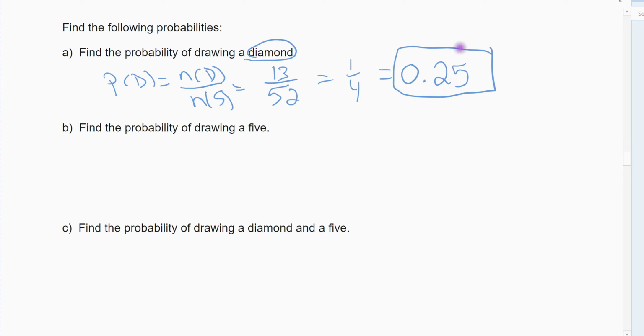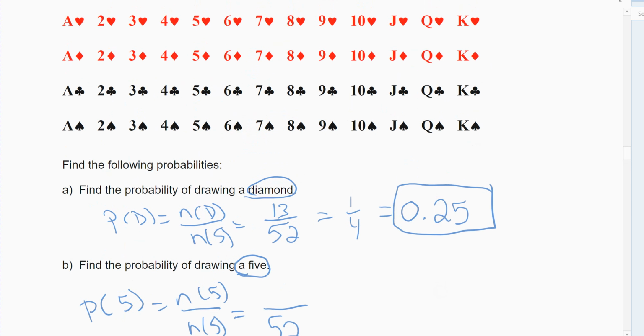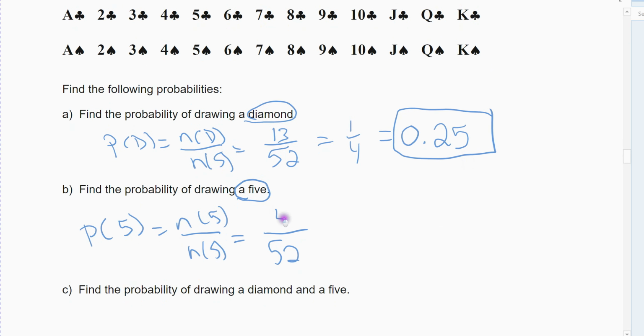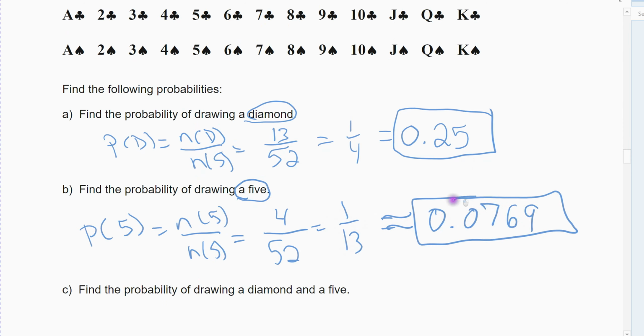Right, probability of drawing a 5. Well, it's the number of 5s, over the number in my universal set. Out of 52 cards, how many 5s are there? It didn't say what suit, so I could pick any of the 5s. Well, there are 4 5s. So 4 out of 52, which reduces down to the fraction 1/13. And then the decimal approximation for that, if I type that out in the calculator, is 0.769. So a little bit better than a 7% chance of drawing a 5 from a standard deck of cards.